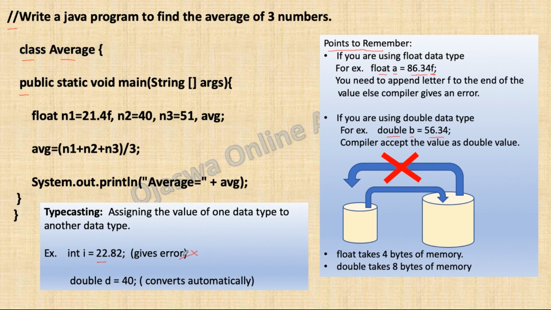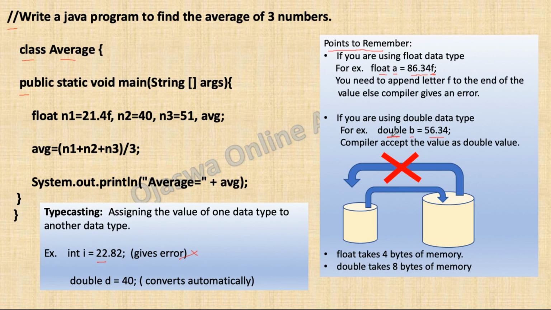Now, there may be times where you get an answer with a decimal point and you want to store only the integer value. In that case, you may do explicit typecasting. We will have a separate video on how to do implicit and explicit typecasting. Now, to store a decimal point number, Java has given two data types, that is double and float. Float takes 4 bytes of memory. Double takes 8 bytes of memory. The double data type is bigger than the float data type.